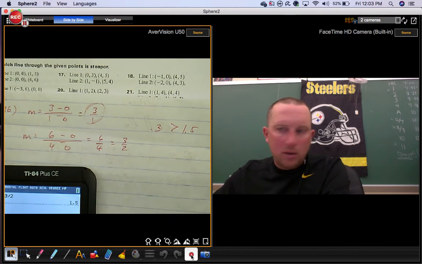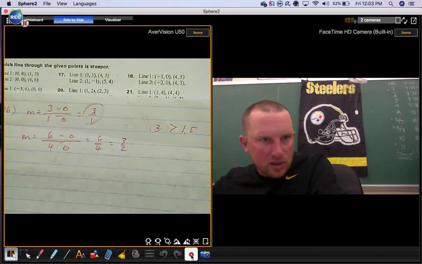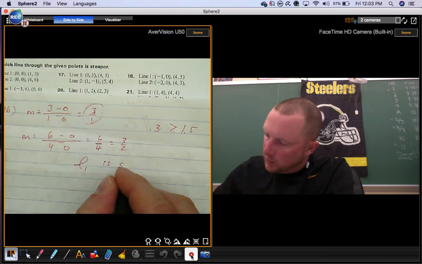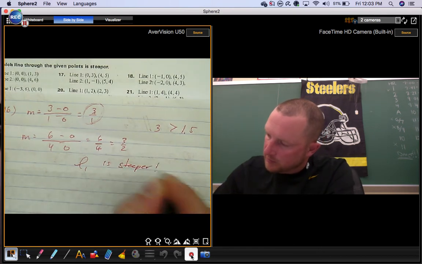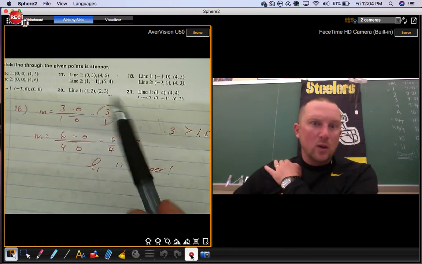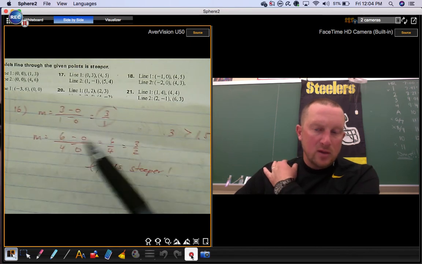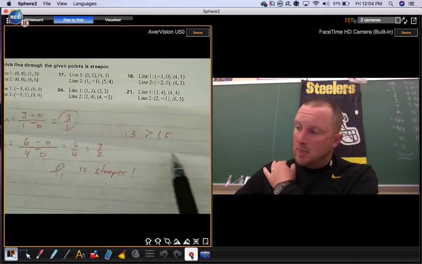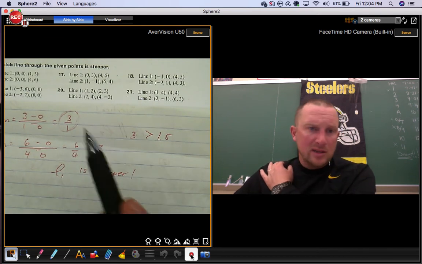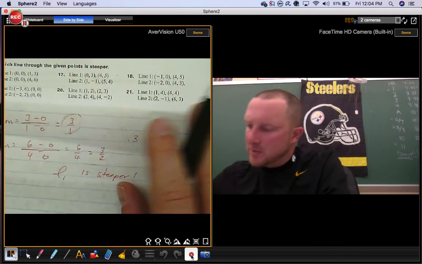That's line 1. So which line through the given points is steeper is the question. Line 1 is the answer. I guess you could write line 1 is steeper if you wanted. So the skills are the same. Find slope. Use the formula. You're still comparing, but now you're comparing to see which one's bigger. Remember, it didn't come into play here, but the signs don't matter. You're taking the absolute value.